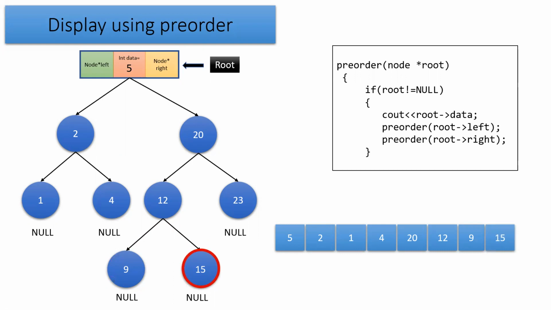After the 15, no left or right child is present, so it will go back to the parent node and grandparent node and then go to the right side and display the 23. And for the 23, no further left or right child is present. So as the tree is over, it will stop now and we'll see the output 5, 2, 1, 4, 20, 12, 9, 15, 30, 23. So this is the pre-order output of this binary tree.